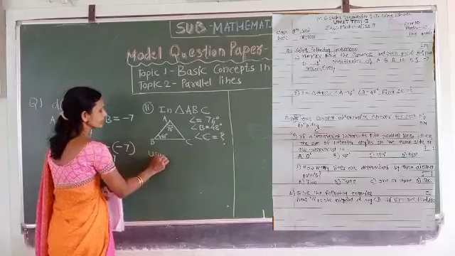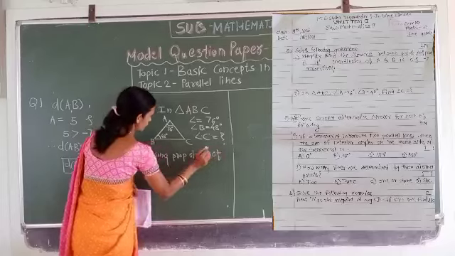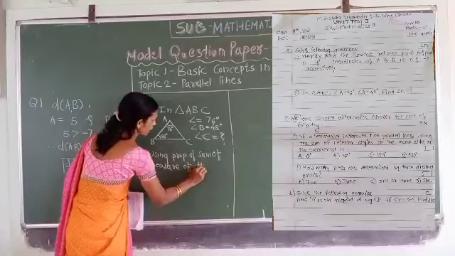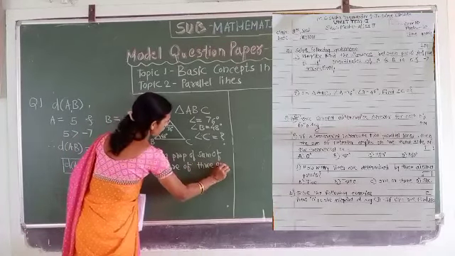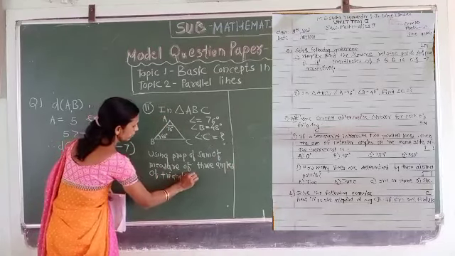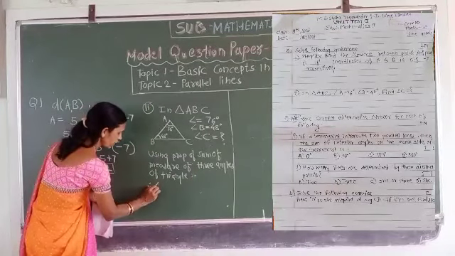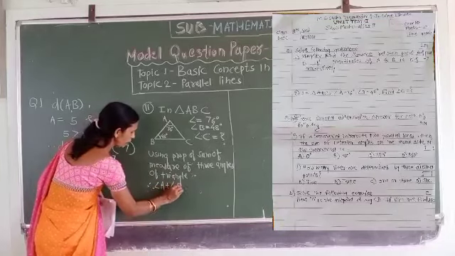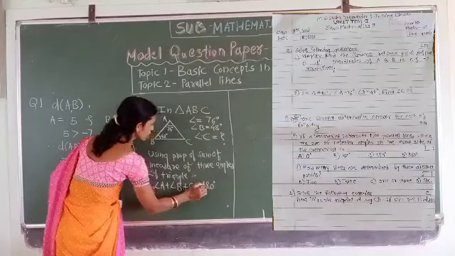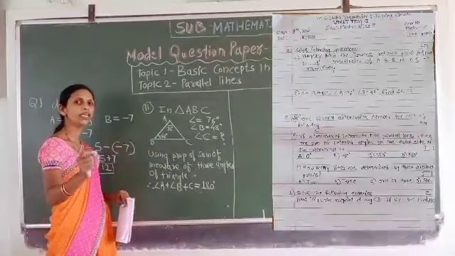Using the property that the sum of the measures of the three angles of a triangle is 180 degrees, we have to use that property here. Therefore, angle A plus angle B plus angle C is equal to 180 degrees, because the sum of the measures of the three angles of a triangle is always 180 degrees.